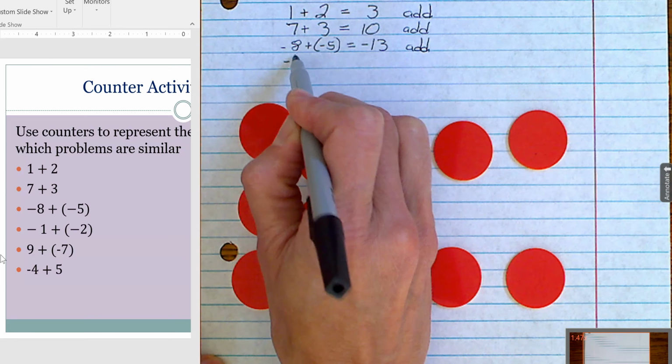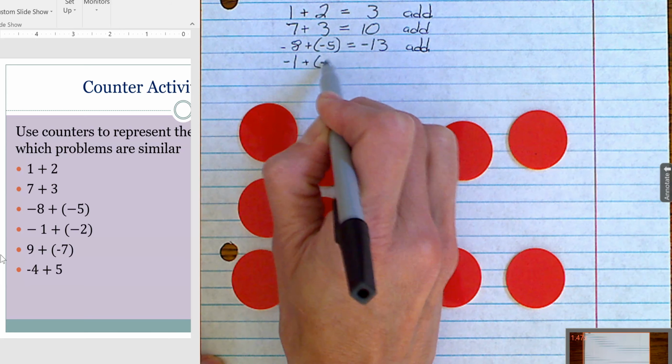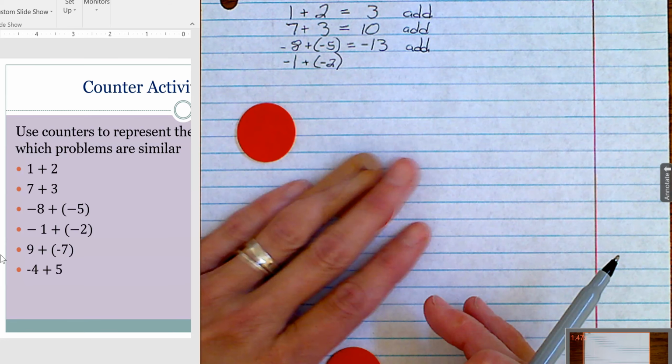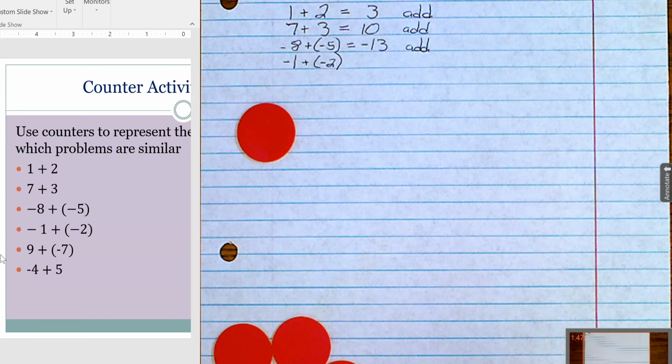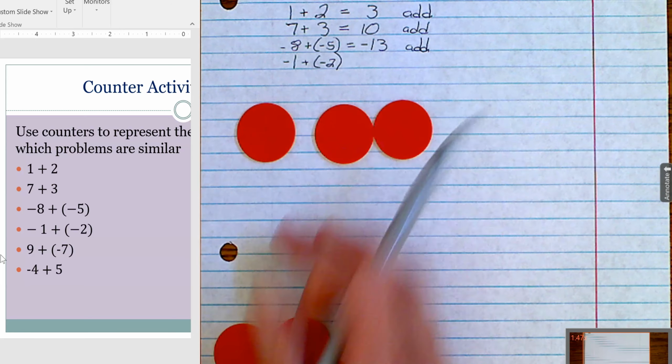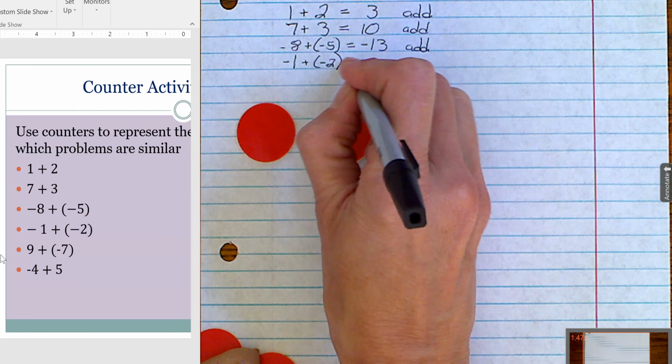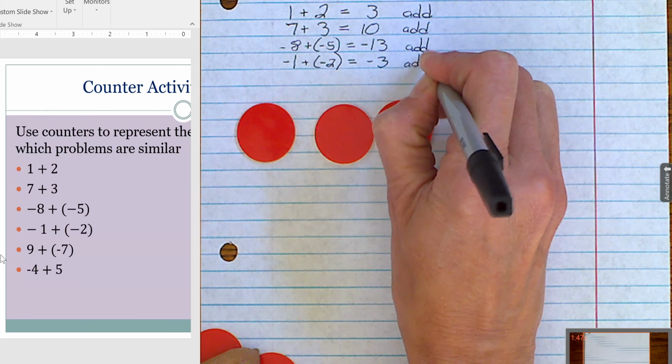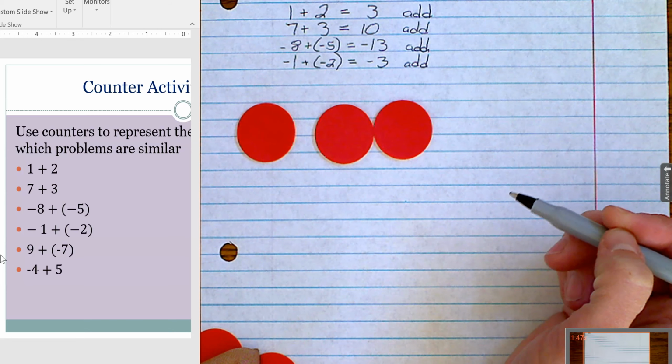Next, I have -1 plus -2. I start with 1 negative counter, and I add 2 negatives on. All the counters are red. I end up with 3 negative counters. I added the values of -1 and -2.